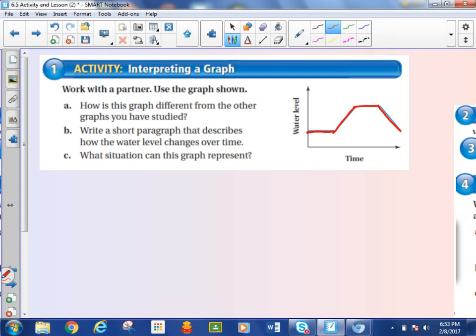Letter C says, what situation can this graph represent? Well, it looks like we had a water level that was the same, and all of a sudden we had an increase of a water level, it stayed the same, and then it decreased. This would probably represent maybe some flooding. And then as it goes down, that's where, as the water recedes, that would be that last part of it.